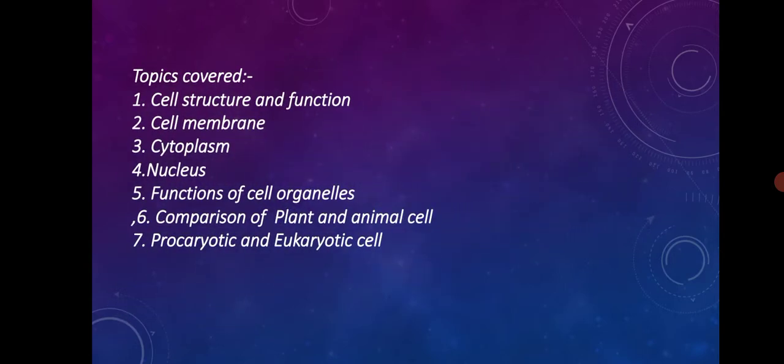In this chapter, we will cover the cell structure and function, cell membrane, cytoplasm, nucleus, functions of cell organelles, comparison of plant cell and animal cell, and prokaryotic and eukaryotic cell.